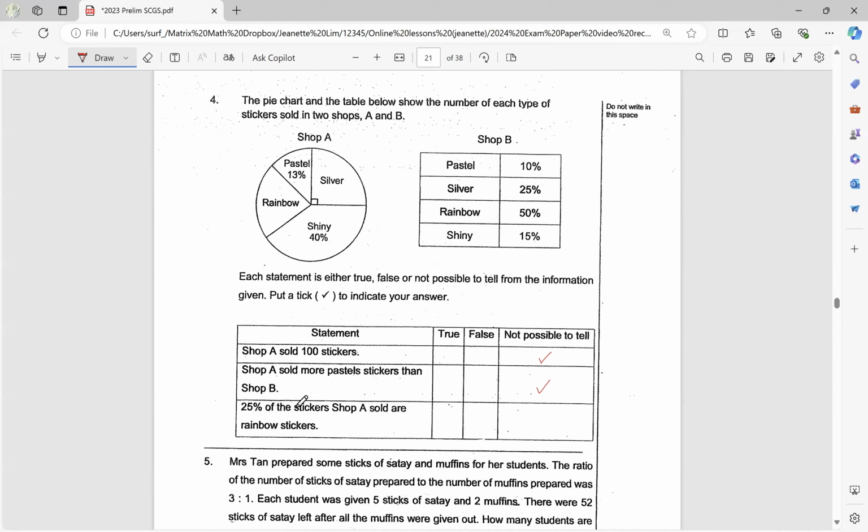Next, 25% of the stickers in shop A are rainbow stickers. Now 25% is 1/4. So is the rainbow a quarter of the whole thing? So in terms of percentage, we have 13, 25, and 40. Will rainbow take up 25%? Now, if you like to calculate, then 100 minus 40 minus 25% minus 13% will give us 22%, which is not 25, right? So this is false.